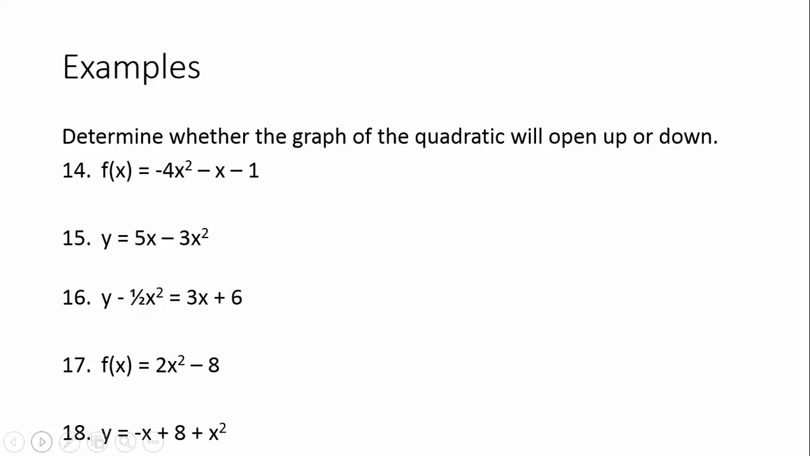So let's determine whether the graph is going to open up or down. Number 14, we have f of x equals negative 4x squared minus x minus 1. The negative 4 is where we're focusing, the number in front of the x squared. It is negative, so it's going to open downward.